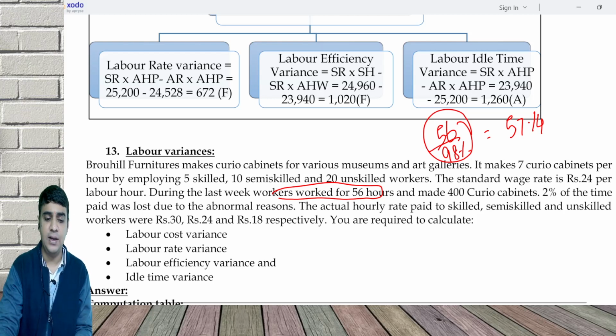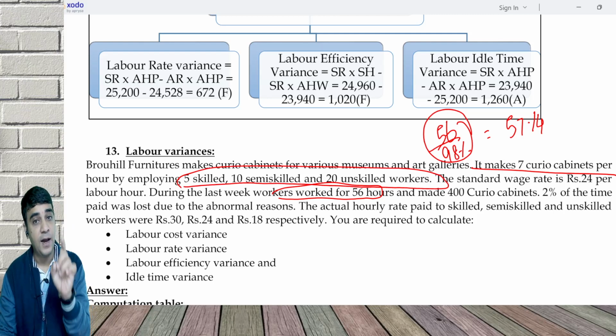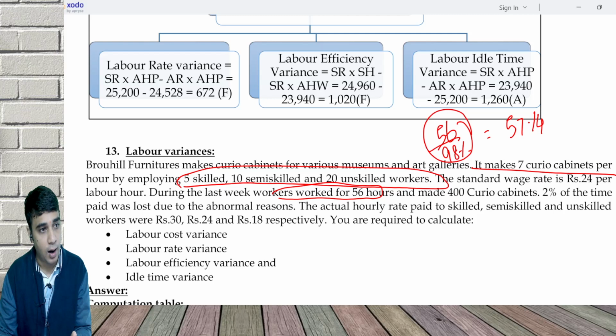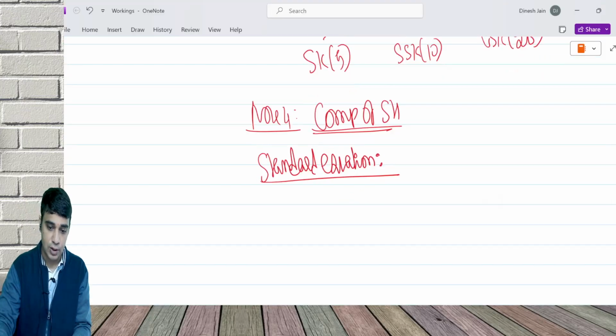It says it makes 7 curio cabinets per hour by employing 5 skilled, 10 semi-skilled and 20 unskilled. So 35 people into 1 hour is equal to 7 units. Last question said 25 units per hour. This question says 7 units per hour, but it's actually 7 units per 35 hours, because per hour it employs 5 skilled, 10 semi-skilled and 20 unskilled workers. So now write the standard equation.